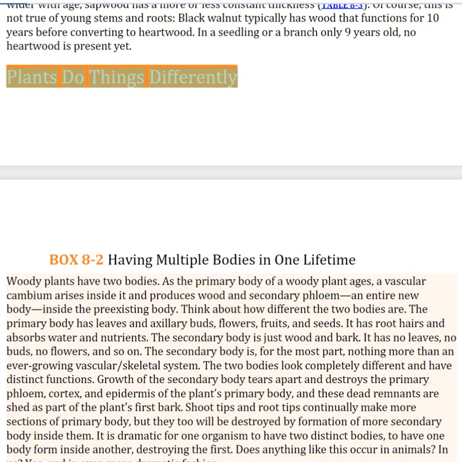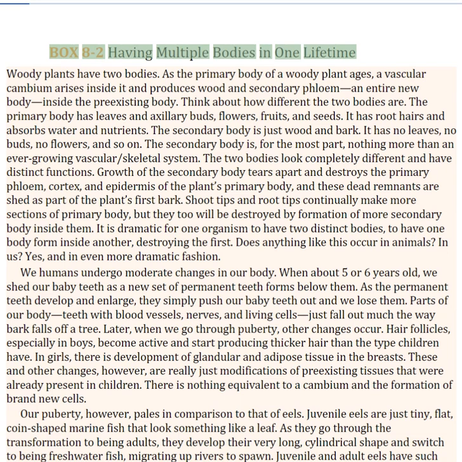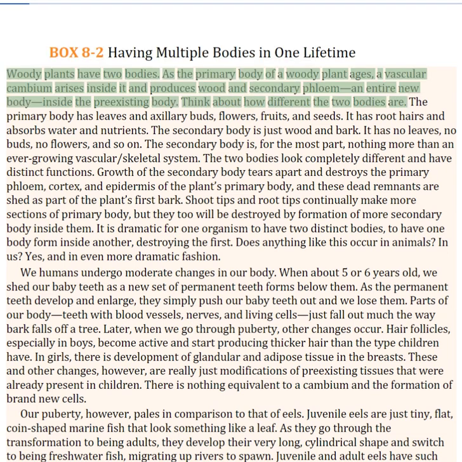Plants do things differently. Box 8-2: Having multiple bodies in one lifetime. Woody plants have 2 bodies. As the primary body of a woody plant ages, a vascular cambium arises inside it and produces wood and secondary phloem, an entire new body, inside the pre-existing body. Think about how different the 2 bodies are.